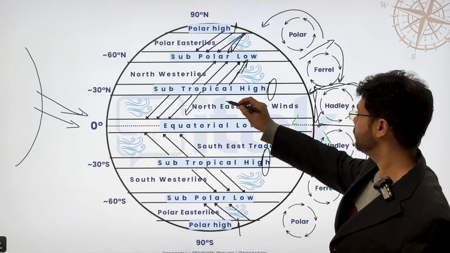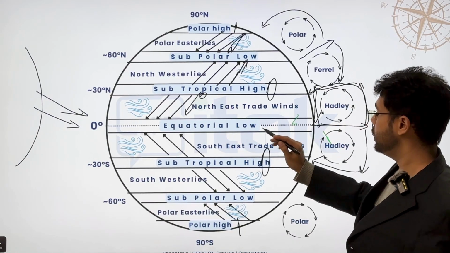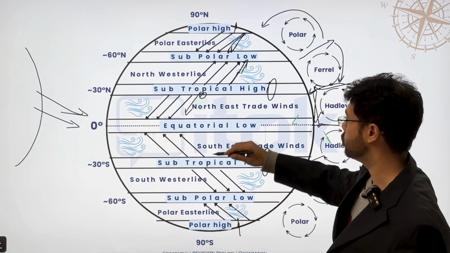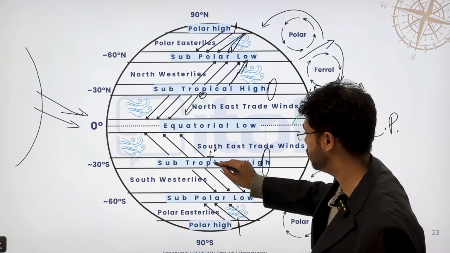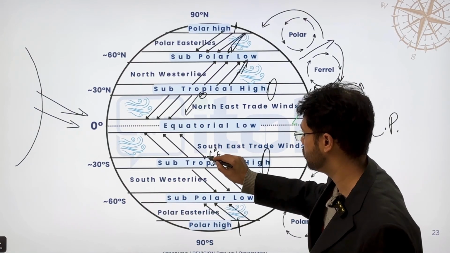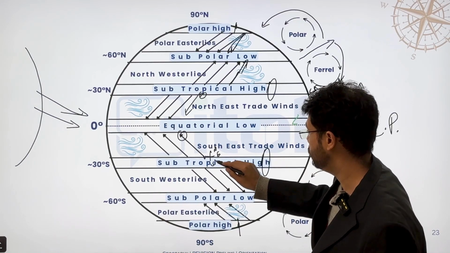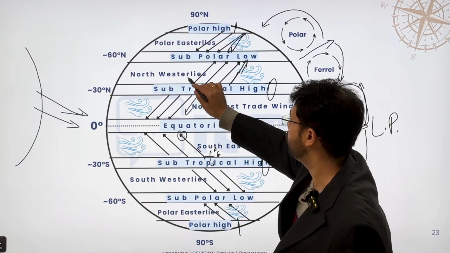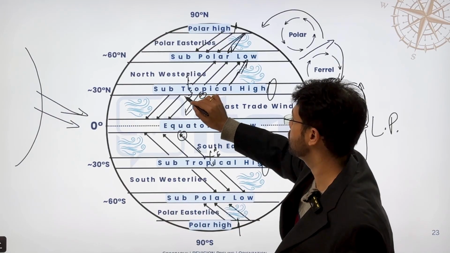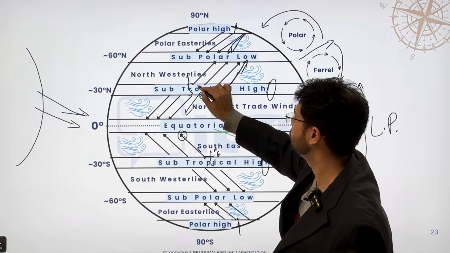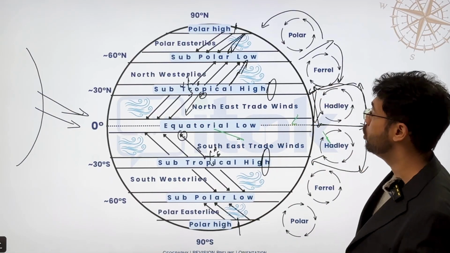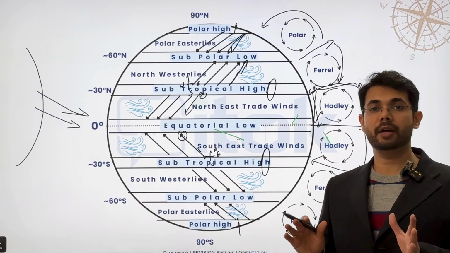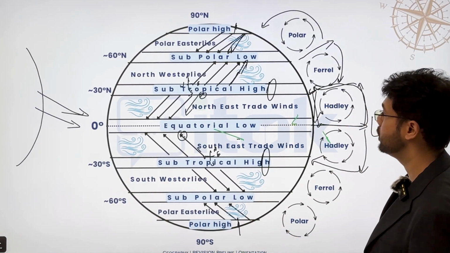So northeast trade winds, always the winds are named from the direction they are coming. Whenever you are confused, just draw this diagram and just draw north, south, east, west. So this wind is coming from the southeasterly direction, so it is called southeast trade winds. Now this is coming from the northwesterly direction, north, south, east, west. So that's why this is called the northwesterlies. Okay, from the direction the wind is coming, it is named after that. I hope this is clear.